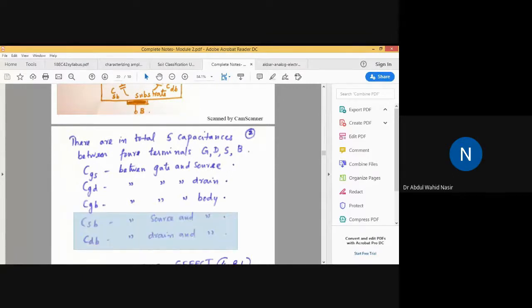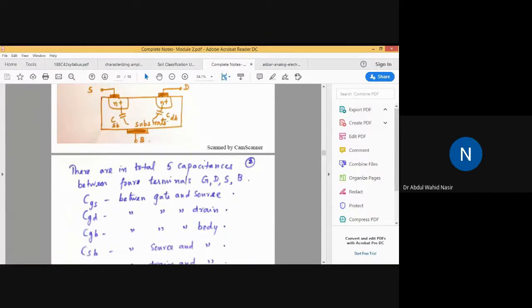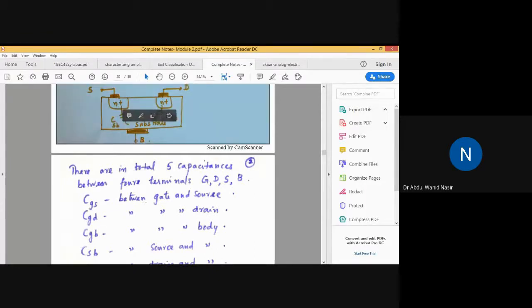CSB is the capacitance between source and body. CDB is the capacitance between drain and body. Here, this is the capacitance between drain and body, and this is the capacitance between source and body. No doubt here. Now, what is CGS?